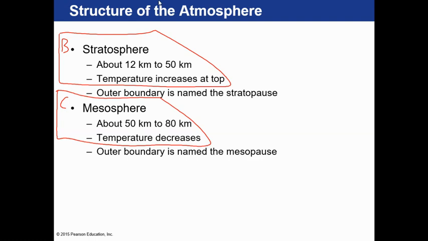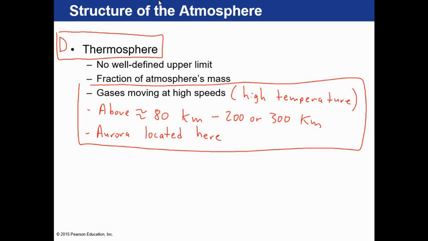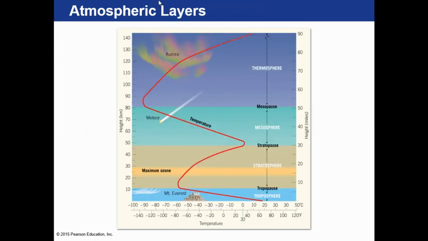Above that, we have the mesosphere, where the temperature begins to decrease again. And finally, the thermosphere, where the temperature increases again. This happens due to the fact that there are high energy particles coming from space, coming from the sun actually, that impact the Earth's atmosphere and make it very hot here. This is where the northern lights or the aurora borealis are located. There's a graph showing what we discussed.